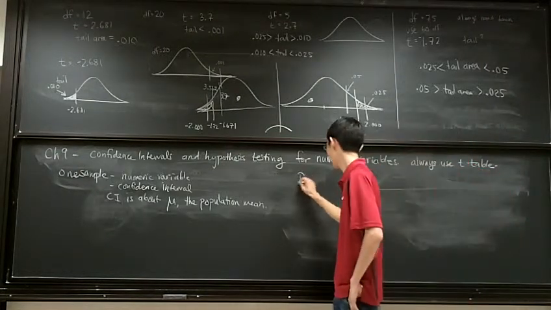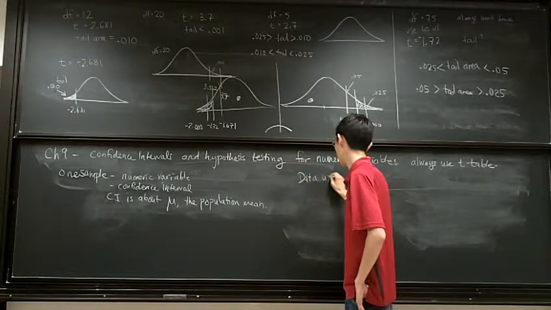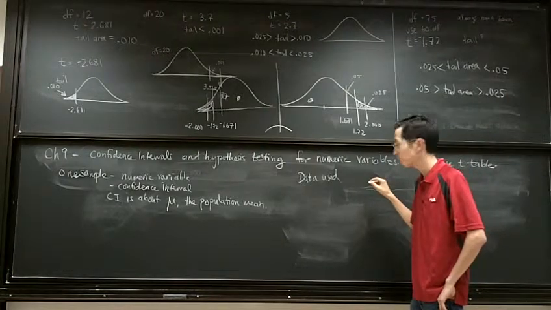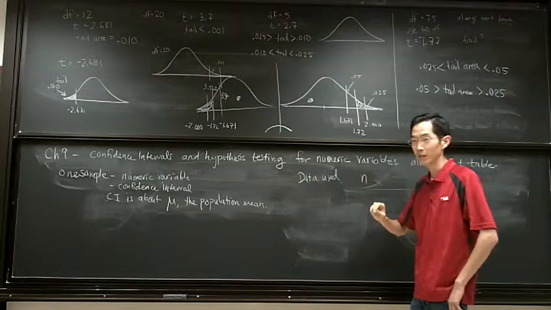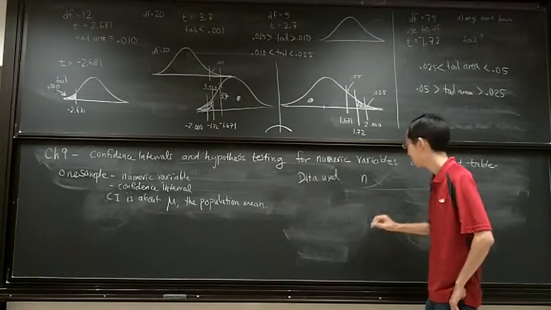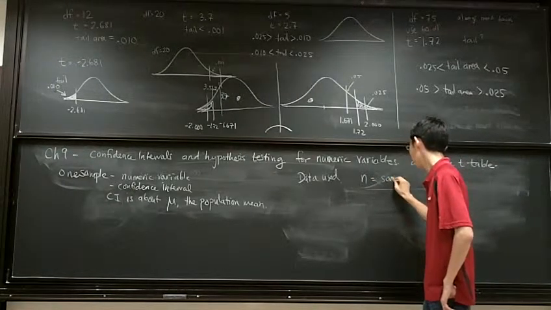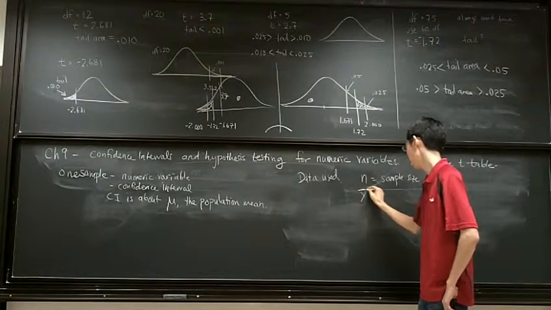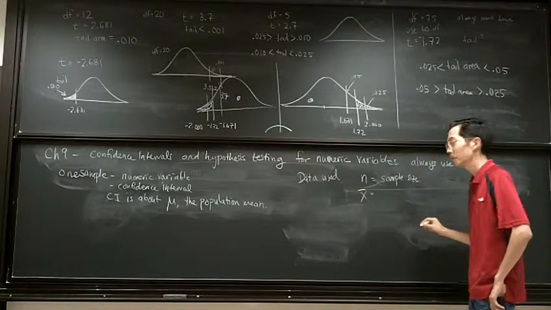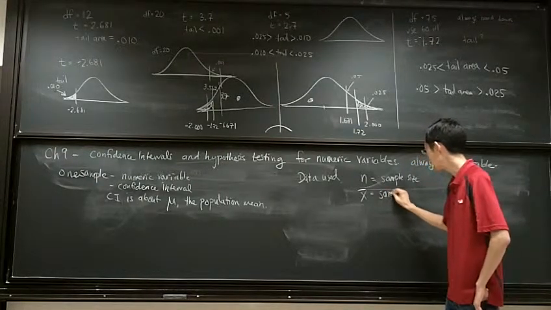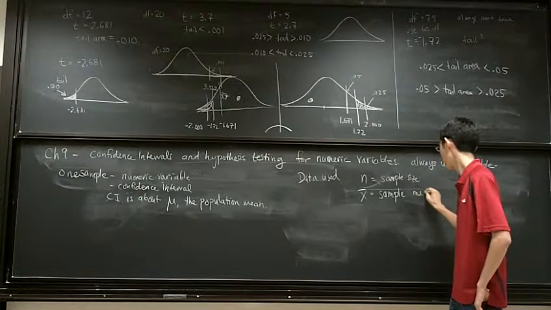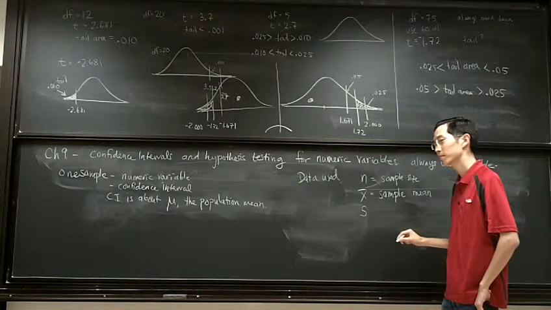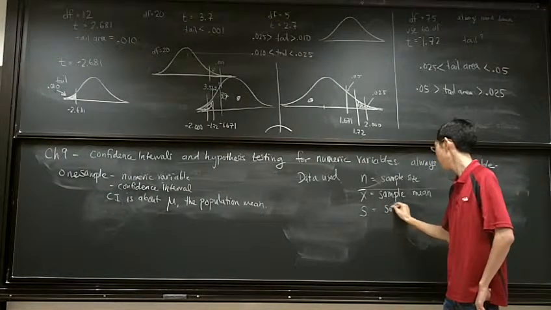The data used will have at least these three components. N, what is N? The number in the sample, the sample size. We'll also have X bar. What is X bar? The mean of the sample, or sample mean. And it will have S. What is S? Sample standard deviation.